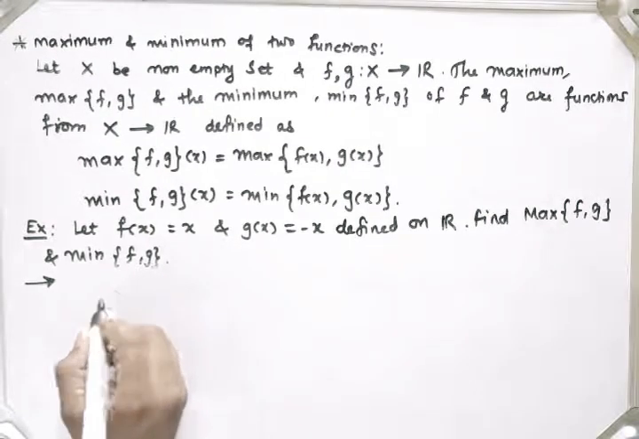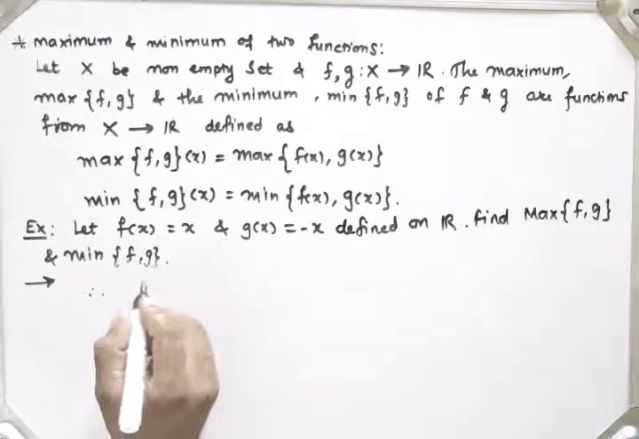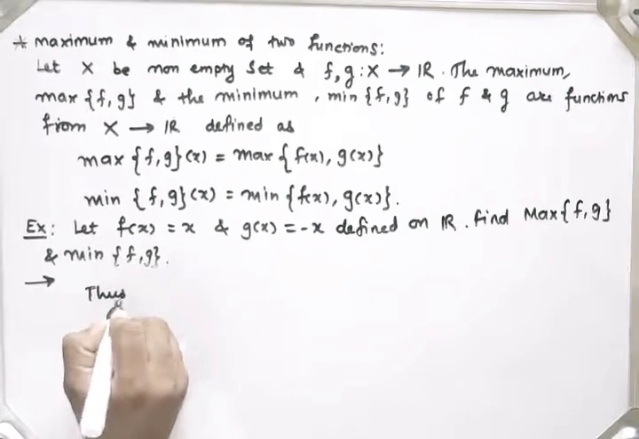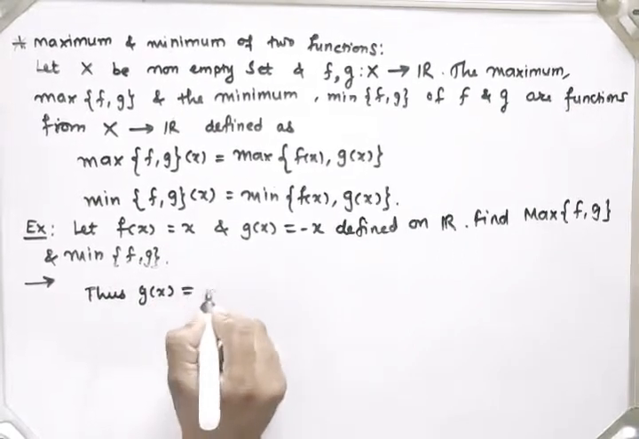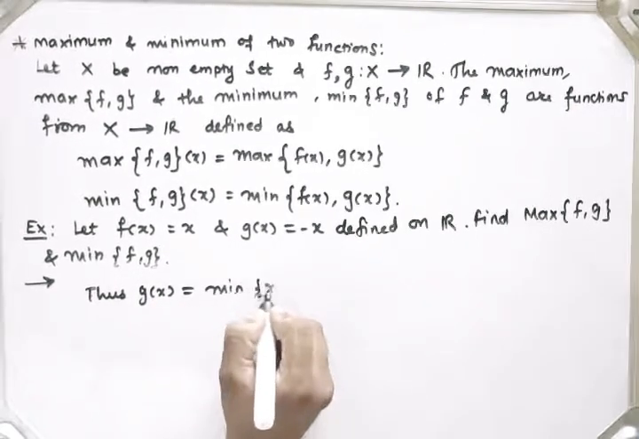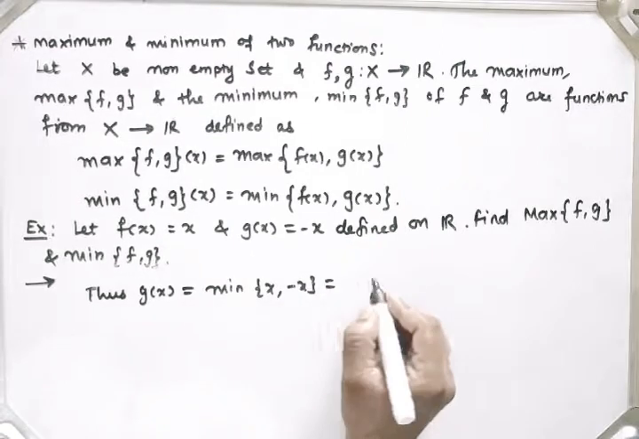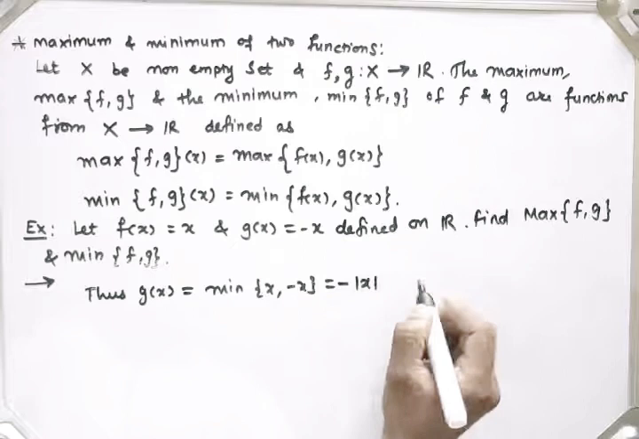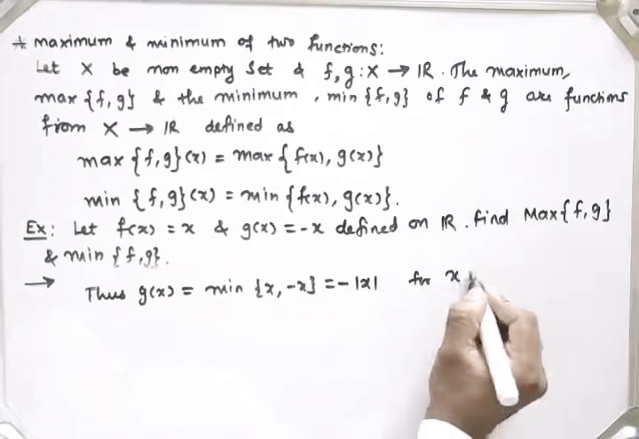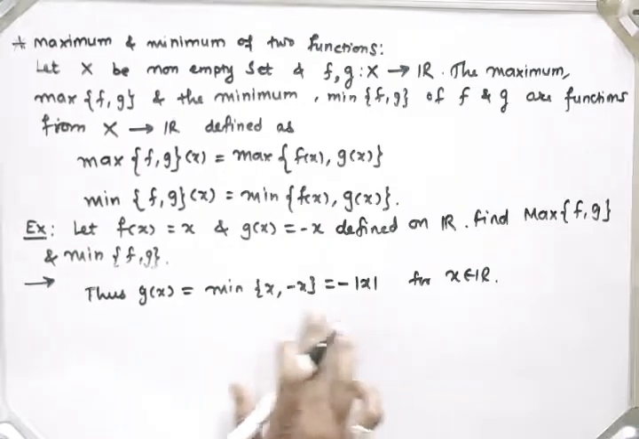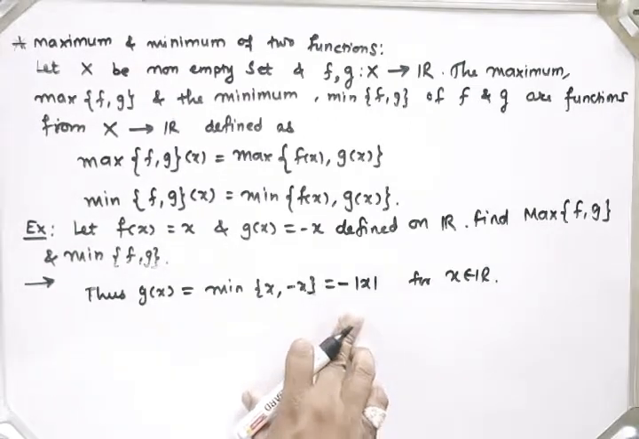Therefore, thus g of x is equal to the minimum of x and minus x, which is equal to minus mod x, for x belongs to the real numbers R. So this is the minimum of these two functions.